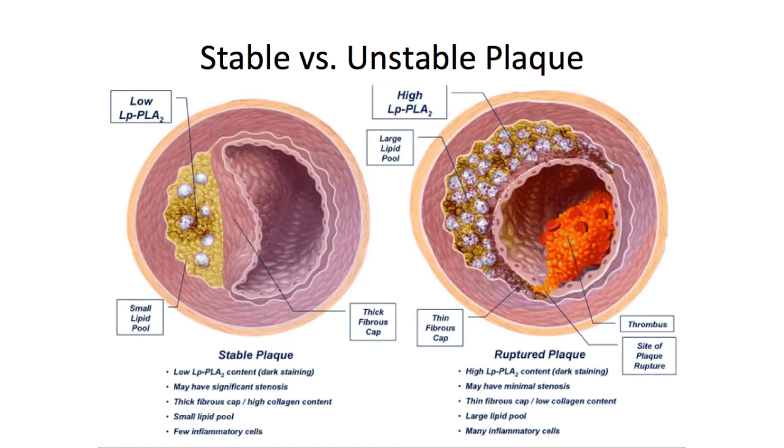Here is an image comparing a stable and unstable plaque. In the unstable plaque, you can see that it's ruptured and a clot is forming at the site of the rupture. From this image, you can see how plaque formation will reduce blood flow, contributing to a reduced oxygen supply to the myocardium.